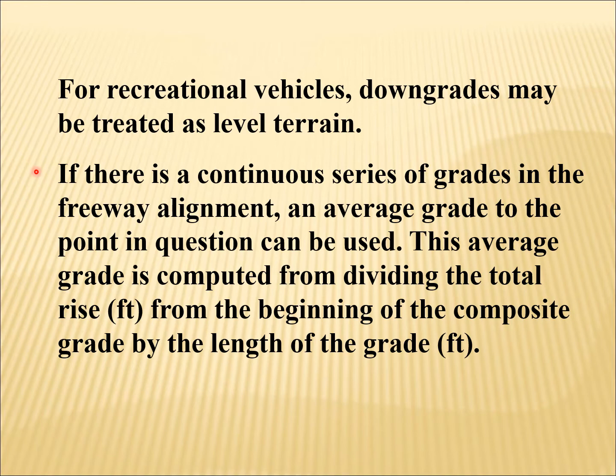Okay, now consider this point. If there is a continuous series of grades in the freeway alignment, an average grade to the point in question can be used. This average grade is computed by dividing the total rise in feet from the beginning of the composite grade by the length of the grade in feet.